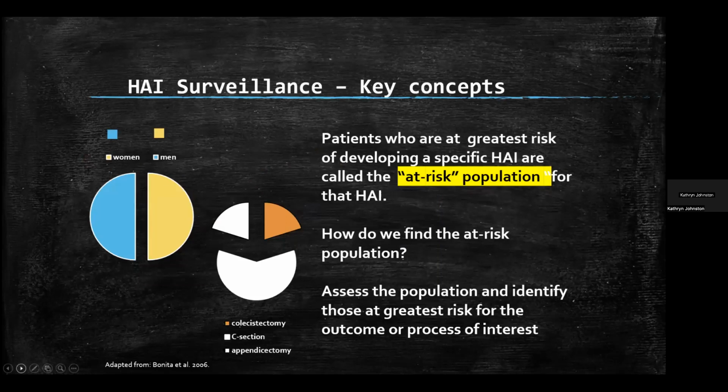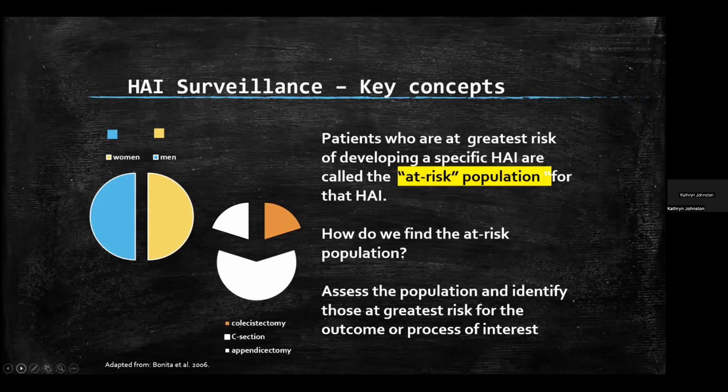So when we talk about healthcare associated infection and key concepts, the first concept I want to talk about is what population are we interested in? For HAI surveillance, it's called the at-risk population. And how do we find that population, and how do we identify them?